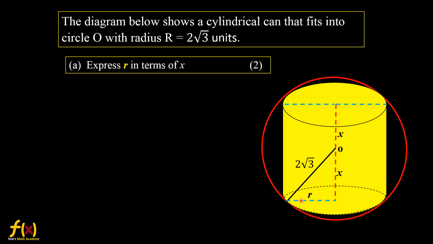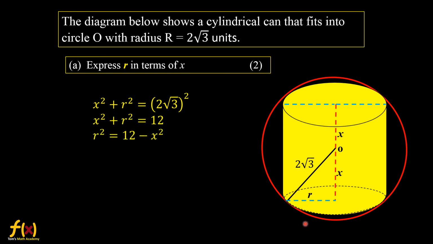Now, right-angled triangle, we make use of the Pythagoras theorem. We know that x² plus r² is equal to the square of 2√3, which simplifies to 12. (2√3)² is 12. From there we get r² equals 12 minus x², and then we take the square root. r is the square root of 12 minus x². That is the answer.